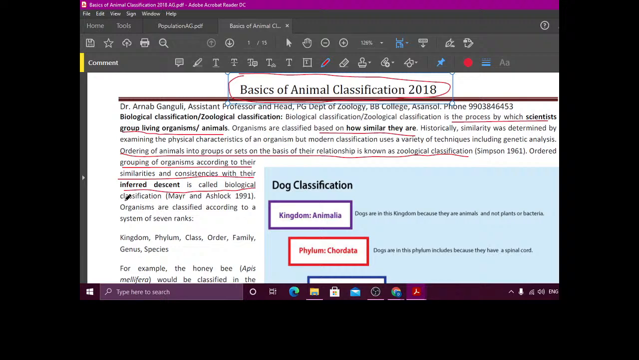This is the definition by Mayer and Ashlock. Basically, biological classification means you are grouping similar organisms or living beings together and keeping different ones separate. This follows a set of rules, a set of nomenclatures, a set of principles.